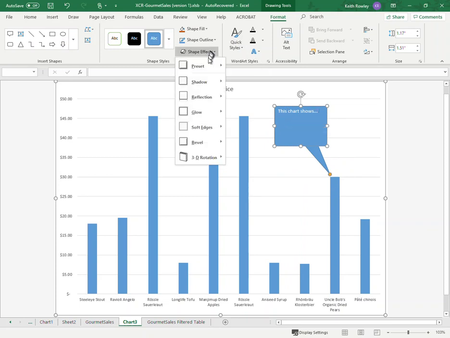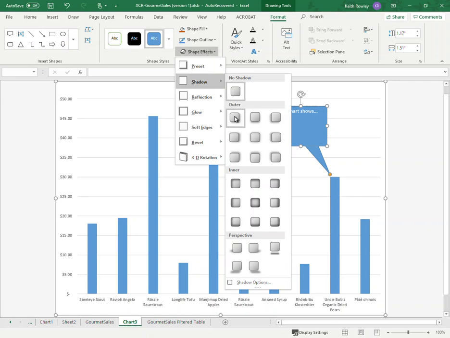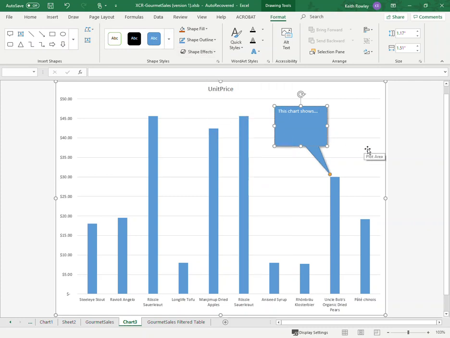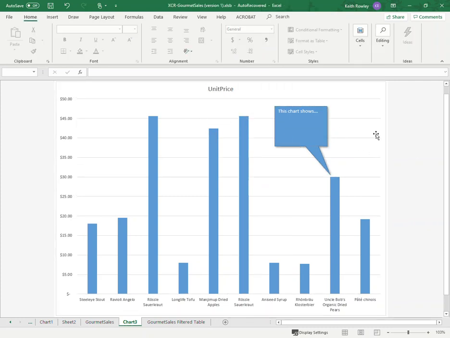And I can also do some cool effects on here. So like I like to use a drop shadow sometimes. That makes it look like it's kind of floating above the chart. Okay, and you can resize and everything.